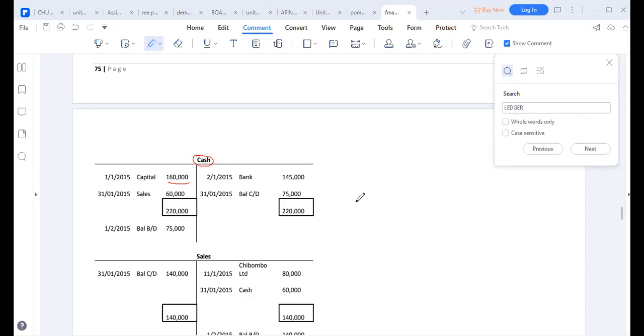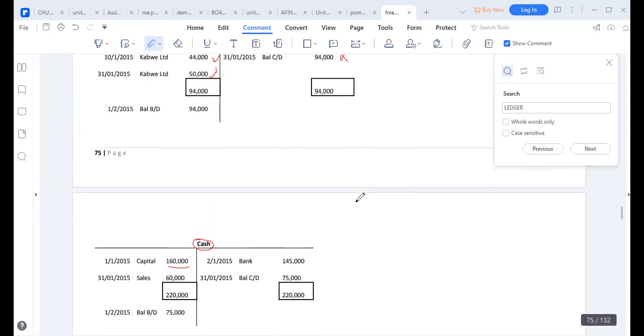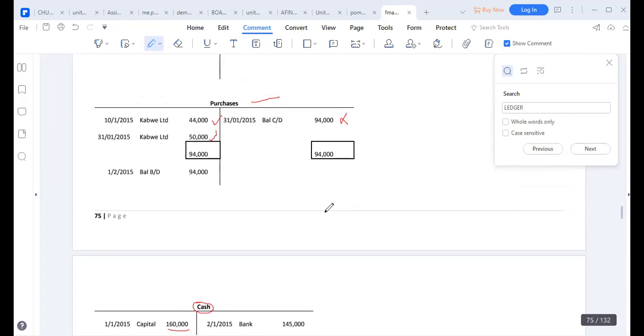I wanted to ask about how to enter the purchase account. Purchase account? Yes. What I said was, we had two transactions in the purchase account. On 10 January, we bought things from Kabwe worth 44,000. You have seen it, eh? Then on 31st January, again, we bought from Kabwe 50,000 kwacha. Now, what we are saying is, when all the entries are on one side, like here, we only had entries on the debit side, 44 plus 50. There was nothing on the credit side because that figure we have put there is a balancing figure, the 94. This 94 is a balancing figure, okay?